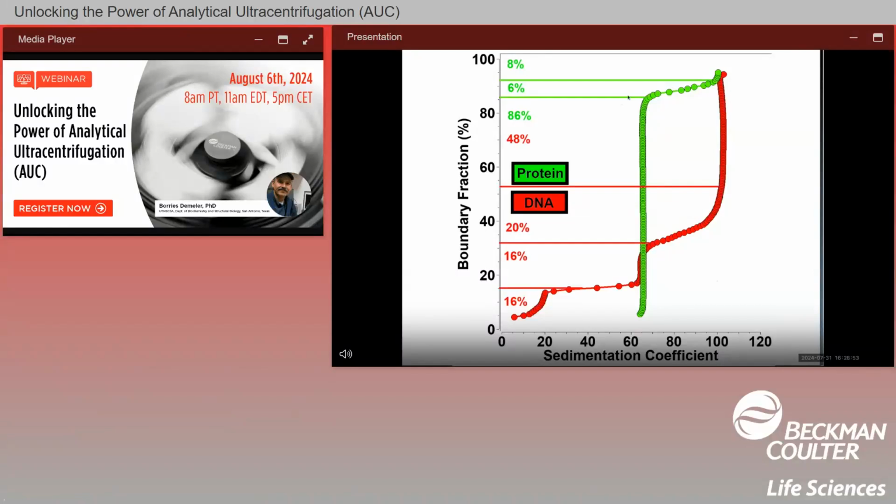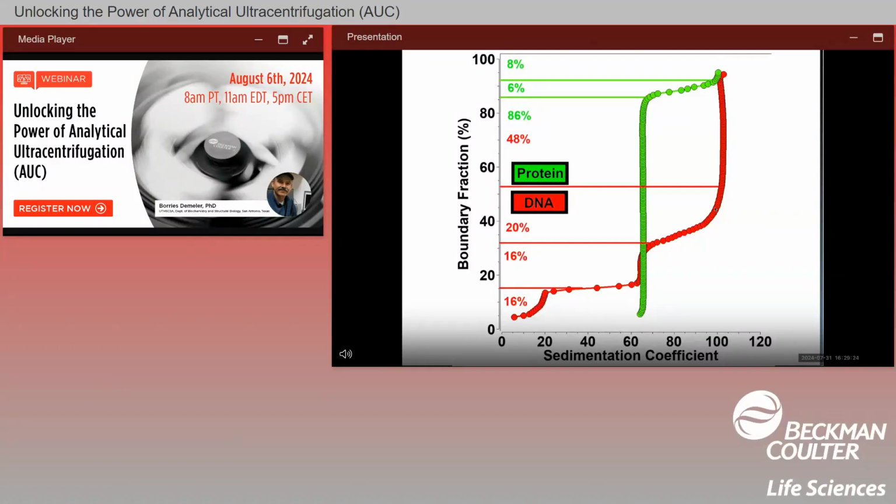So when we analyze this data, we can then see that in the multi-wavelength analysis, we have 90% of our material, or 85 to 90%, in the empty capsid form, the green being the protein signal and the red being the DNA signal. Then we have about 6% of the material being partially loaded, meaning it is containing both protein and DNA.